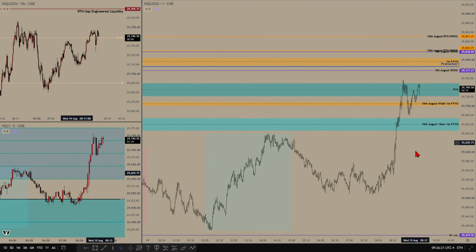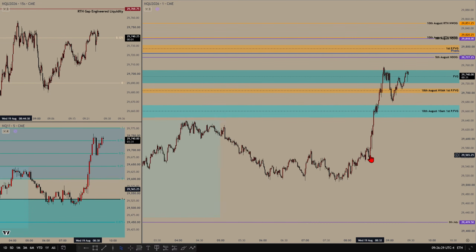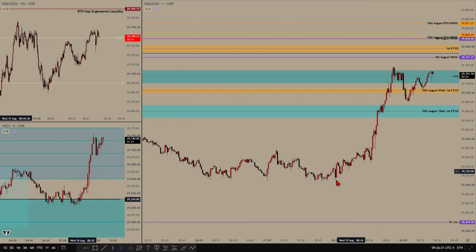So far, I just had a big run at the open. London lunch and pre-market didn't do a whole lot until 8:30. Then 8:30 comes in. It's a big 2022 model. See, it sweeps some sell side, gives you a market structure shift, gives you a fair value gap entry. This is 2022.